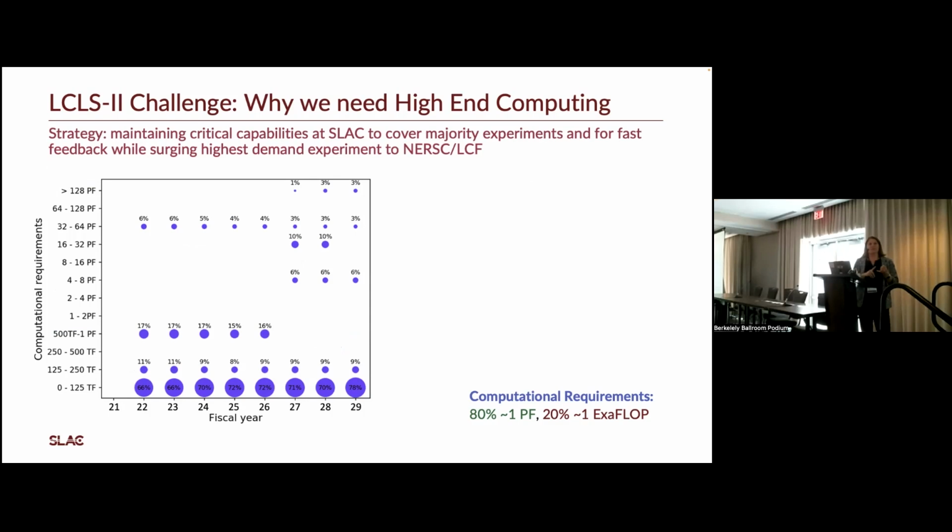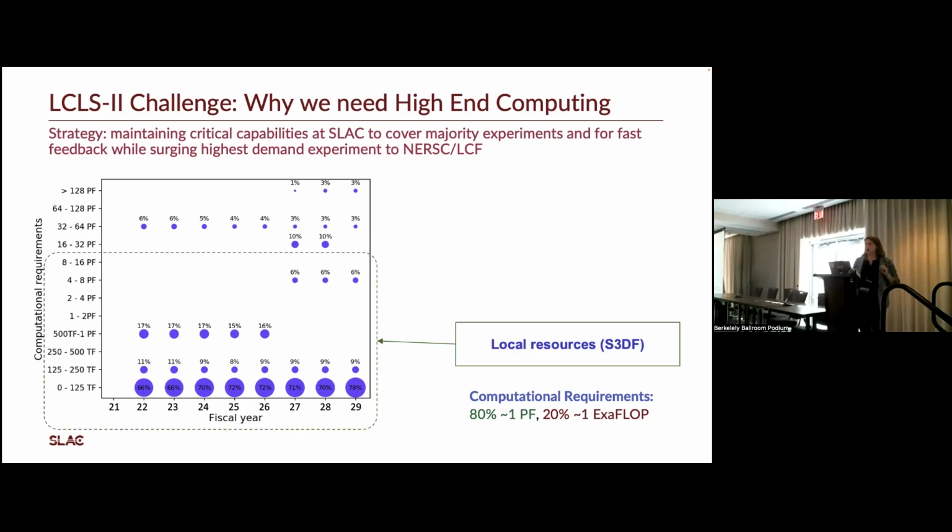We have neither the power, space, computing budget, or anything on site to handle that much data. What are we going to do? So fortunately, what we found is that most of the experiments sit in this lower bin right here, which fits into our local data center, the SLAC Shared Science Data Facility, the S3DF. And those local resources are sufficient to cover about 80% of the experiments. So good news there, 80% of the experiments are covered by this.